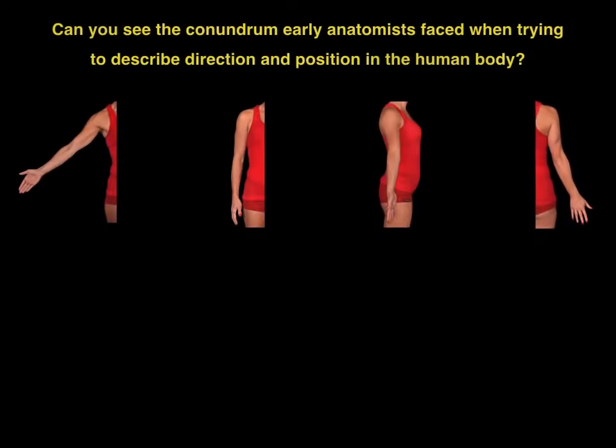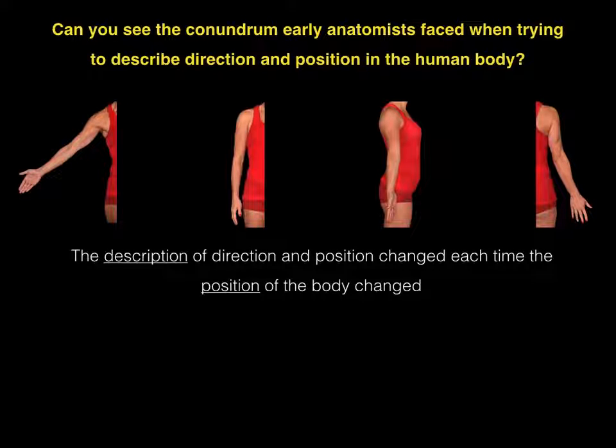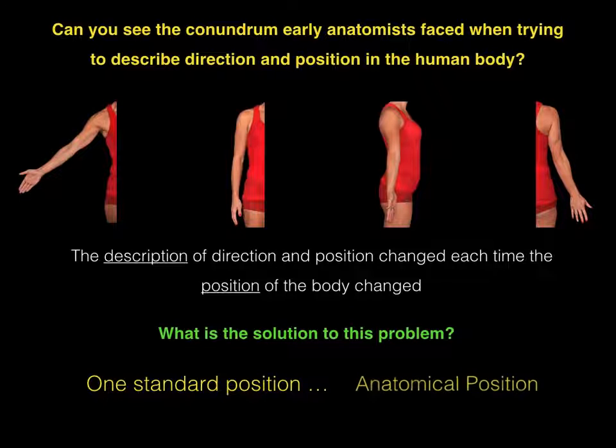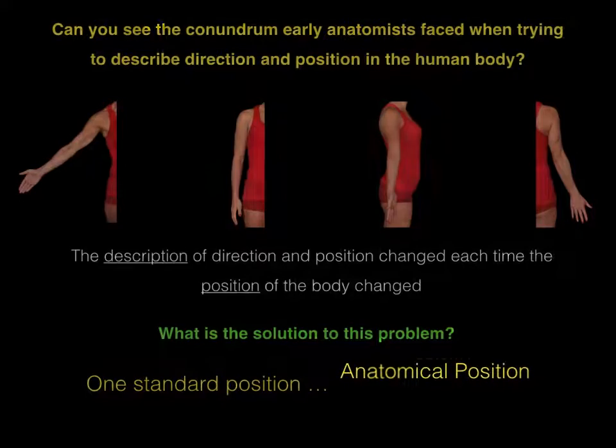Now, can you see the conundrum early anatomists face when trying to describe direction and position in the human body? The description of direction and position changed each time the position of the body changed. So what's the solution to this problem? Well, one standard position, and we call it, ta-da, the anatomical position.